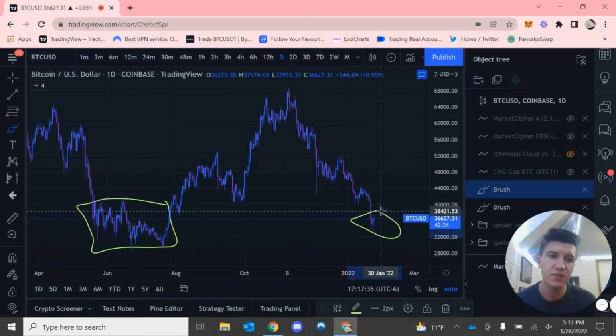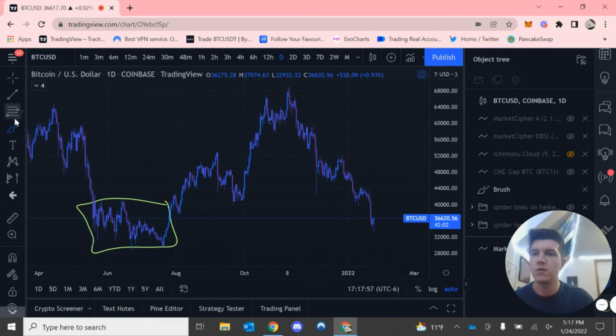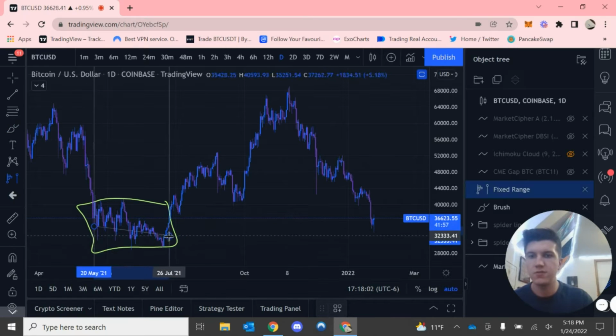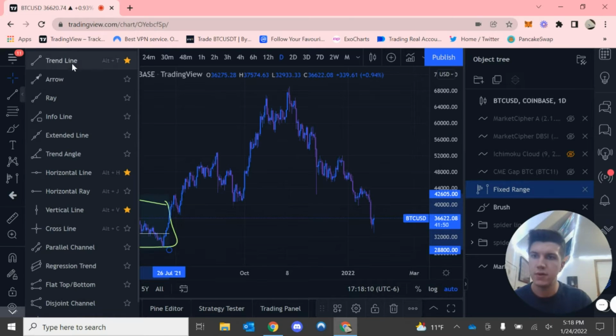At the current price, it doesn't necessarily have to be a range, but comparing the current price to previous ranges is something that I do in my overall TA. By using this, you can use the fixed range volume profile and just draw it over the range. And here you can have two or three values that come up.